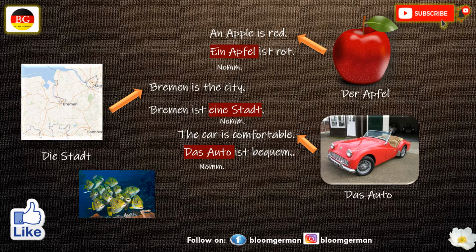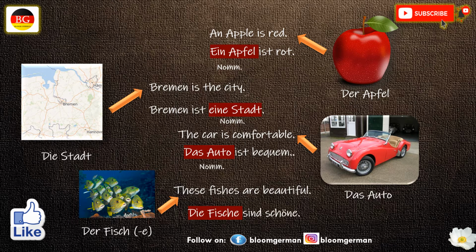Let's take one more example for the plural. The fish. Die Fische. I want to make a sentence. These fishes are beautiful. How can we make it? Die Fische sind schön. Schön is beautiful. Now what are beautiful? The answer is the fishes. So the case of a sentence is nominative.